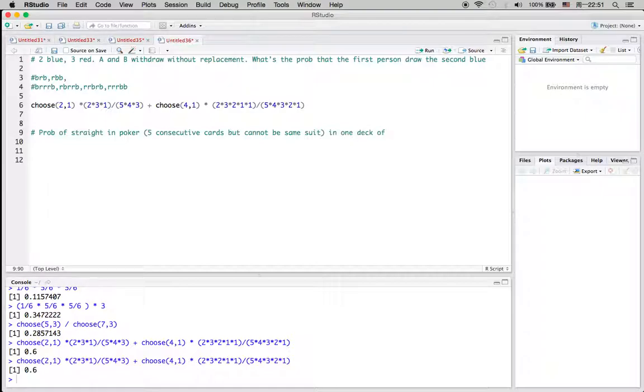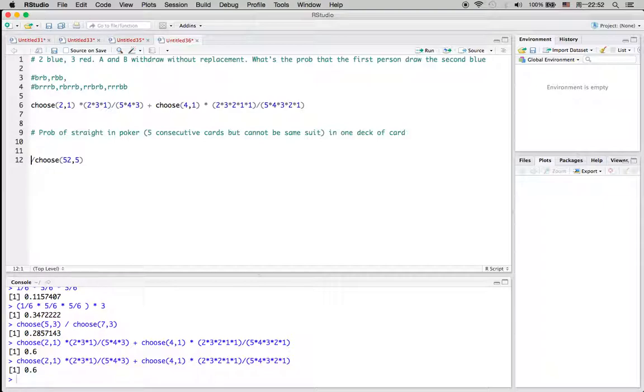So there will be 52 cards. So the denominator will be 52 choose 5, since a straight is 5 consecutive cards. So we are choosing 5 cards out of the total 52 cards in the deck.